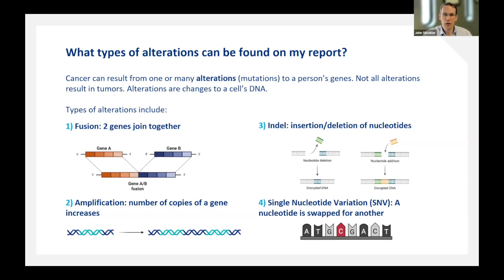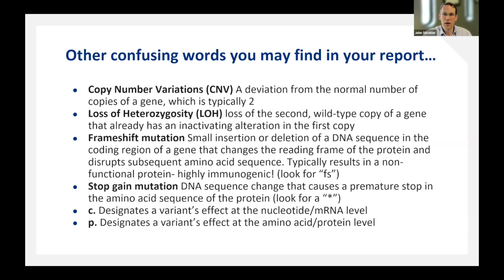There are other confusing words that you may find in your report. I just laid it out here. You'll hear things like copy number variations. You should have 2 copies of a gene normally, but if you have fewer than 2 copies, that's called copy number loss. If you have more than 2 copies, that's amplification. You'll hear a term called loss of heterozygosity. Basically, that's a situation where you've already lost maybe 1 copy of the gene and you only have 1 left, and then you lose that and you've lost your heterozygosity.